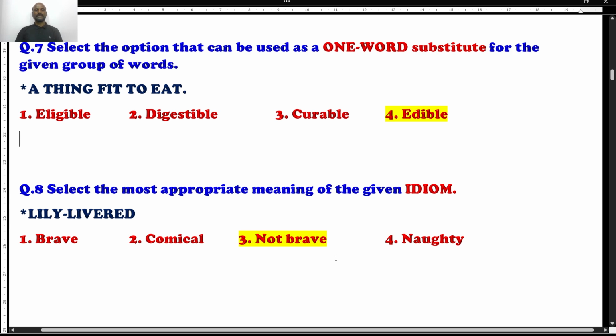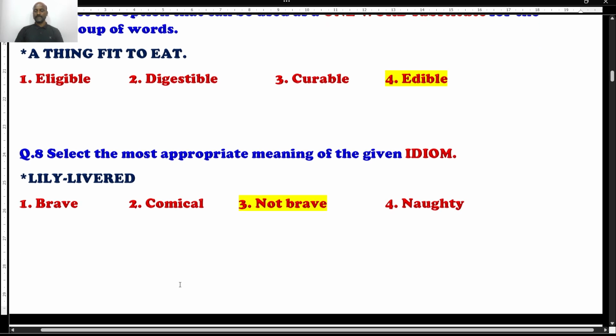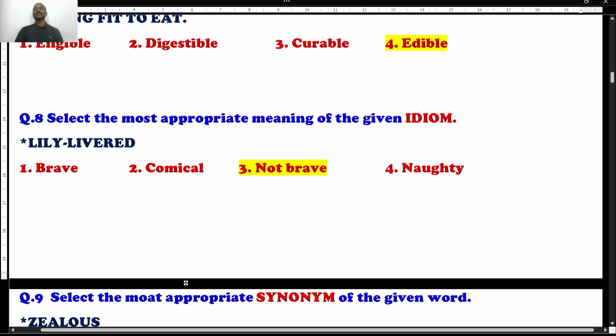Question number 8. Select the most appropriate meaning of the idiom. Students, lily livered is an idiom. What do you mean by lily livered? Meaning is not brave is the right answer. Again, it is vocab based. In SSC exams, vocab is very important. You are supposed to concentrate separately on vocab.